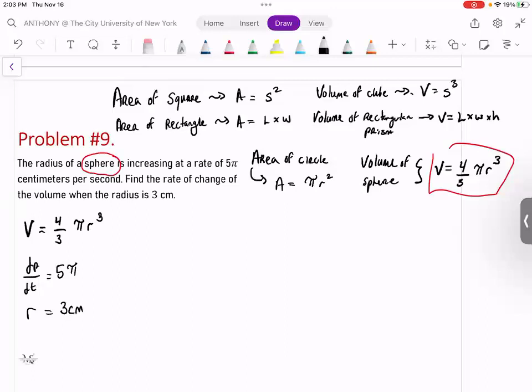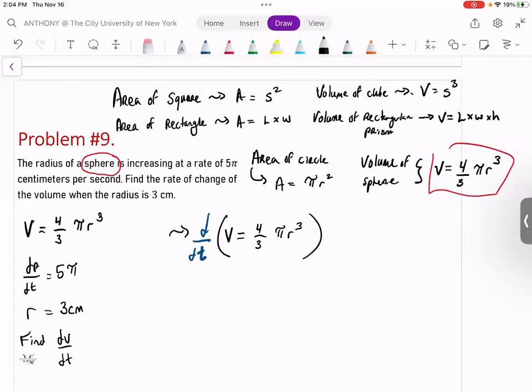And what are we trying to find? We're trying to find dV/dt. So what you do is you take the given equation, or formula, known formula, volume equals 4 over 3 pi r cubed, and you take your derivative. But be careful. When I take the derivative of this formula, I take the derivative with respect to time, which we denote as t.